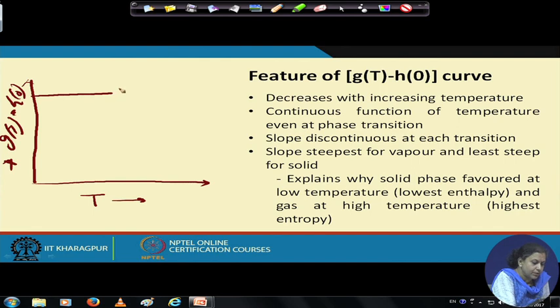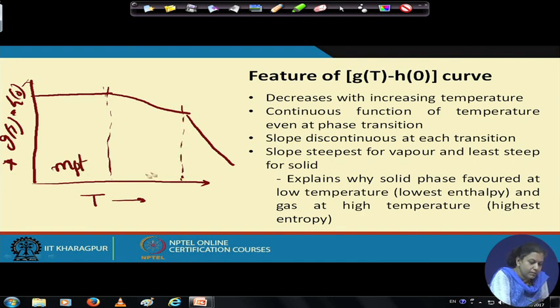It is something of this sort, where we find that this corresponds to the melting point of the substance, this corresponds to the boiling point of the substance. So, in this particular case, what do we find? We find that there are some unique features of the Gibbs free energy variation with temperature curve as compared to the enthalpy variation and the entropy variation.